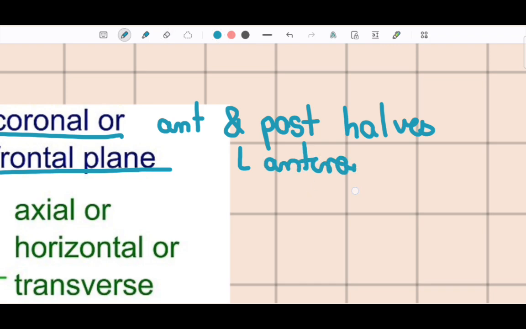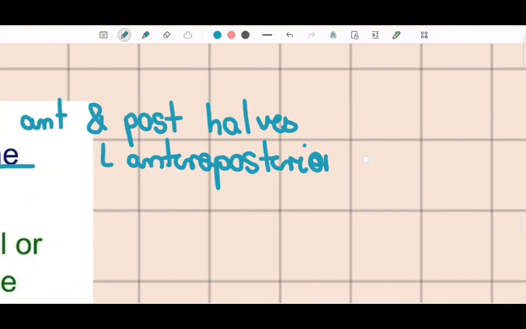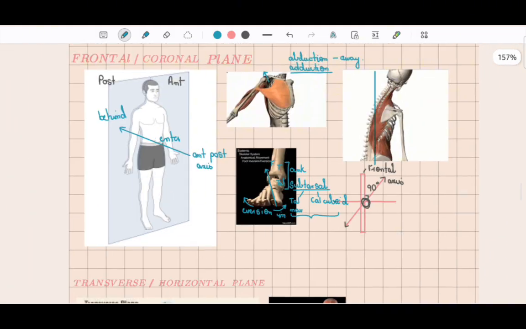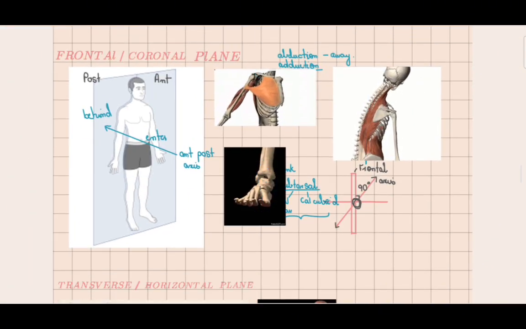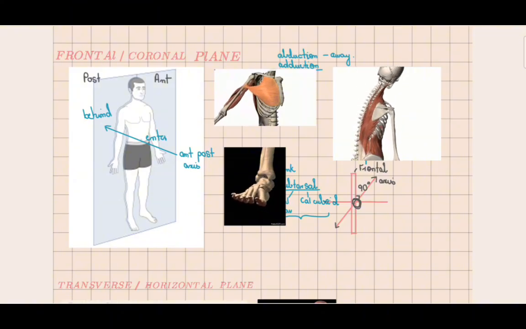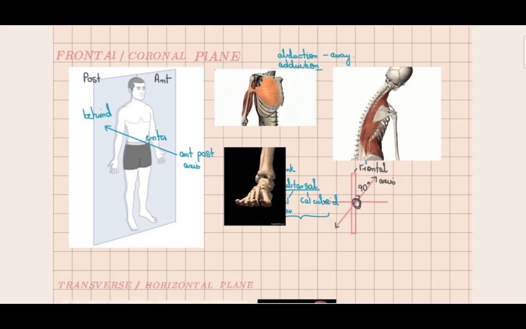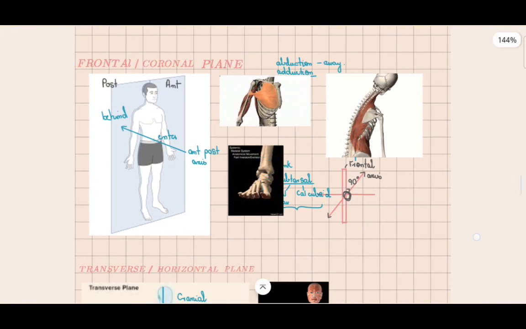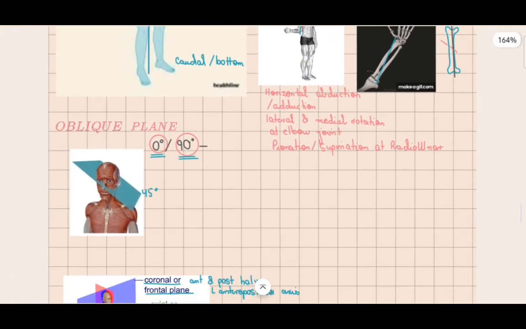Anterior posterior axis is here, and the movements were, let me just give you one more view of the movements of the frontal planes. That is this, that one was the abduction and the adduction at the shoulder joint. This one was the inversion and the eversion at the ankle subtalar joints, and the one was the lateral flexion at the spine. Okay, so these are the frontal coronal plane movement examples.